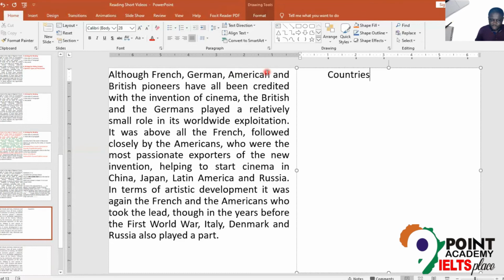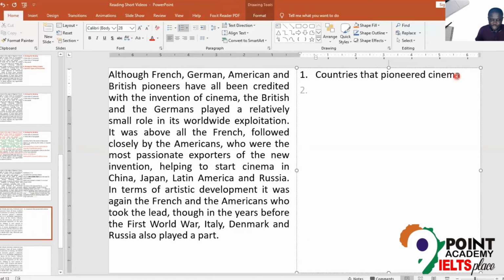Countries that pioneered cinema, because you do not need to start memorizing those names. Countries that pioneered cinema. Okay, so that's the first sentence. And if you want to divide it, you can see countries that pioneered, and those that played a small role.